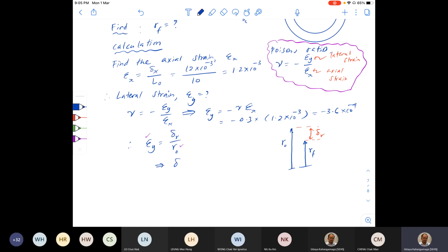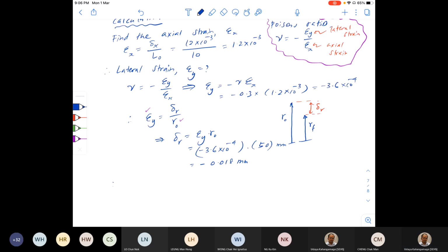This implies delta r is equal to epsilon y times RO, that is negative 3.6 times 10 to the power minus 4 times RO. RO is 50 millimeters. I multiplied in millimeters, therefore my answer should be in millimeters, because epsilon has no units. I got negative 0.018 millimeters.